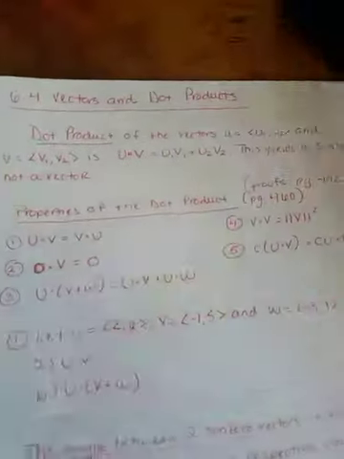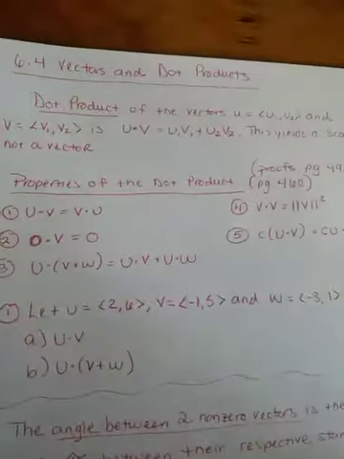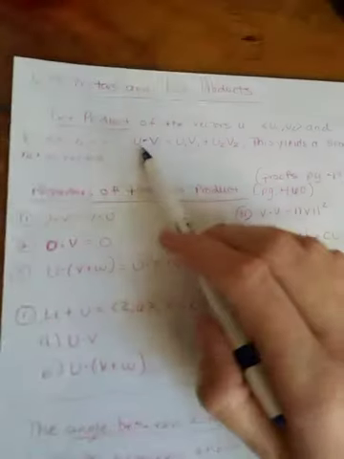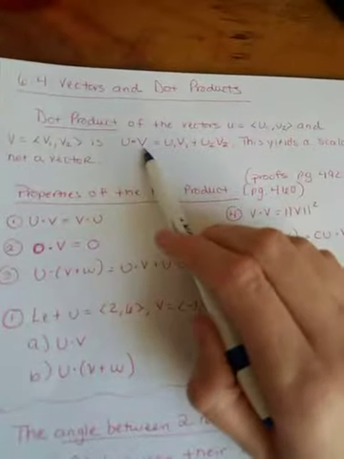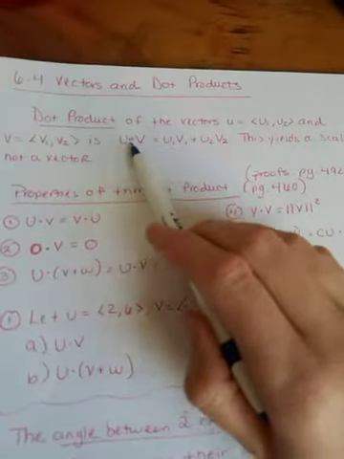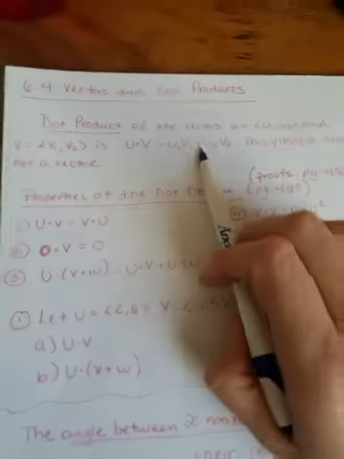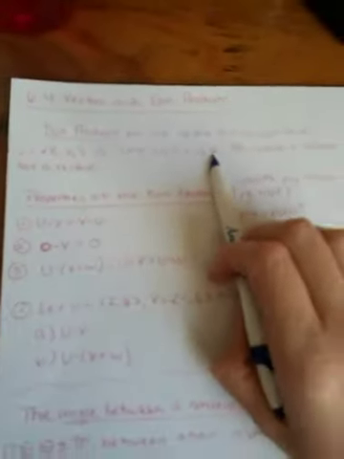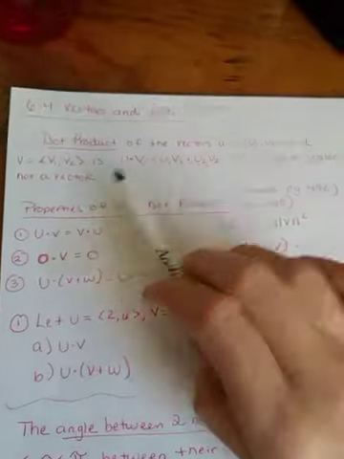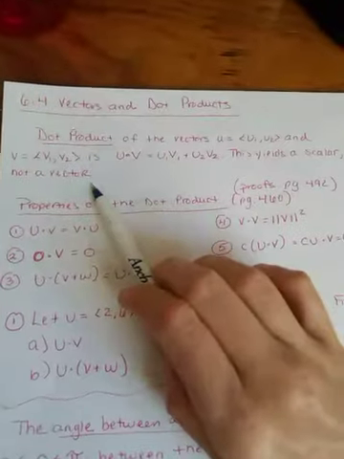Okay, so for those of us who are unfamiliar with this, I know a lot of you probably saw it in your physics class, but a dot product of two vectors, u and v, is written like this, u dot v. We don't say u times v, it's u dot v. You do u sub 1 times v sub 1 plus u sub 2 times v sub 2. This gives you a scalar, not a vector. Just keep that in mind.